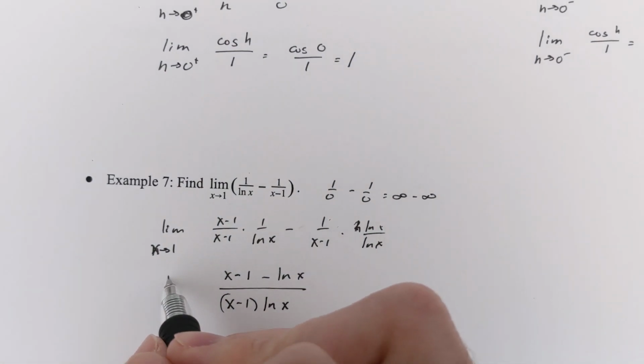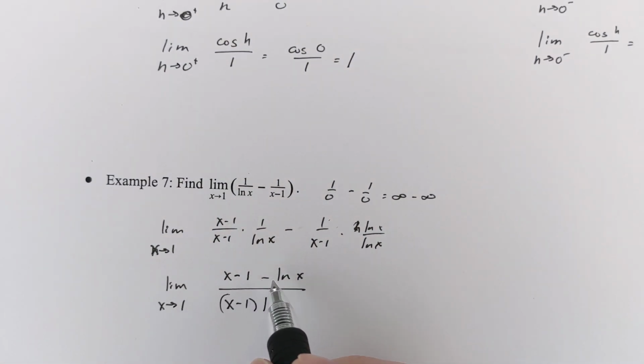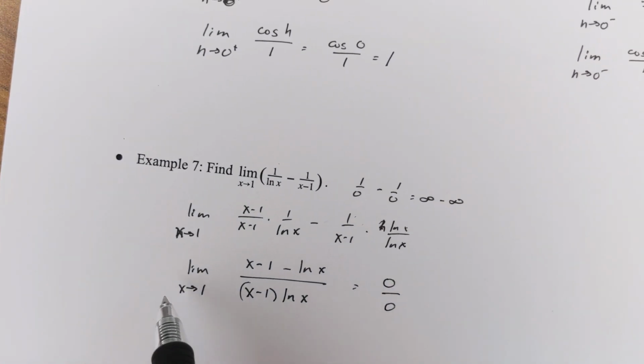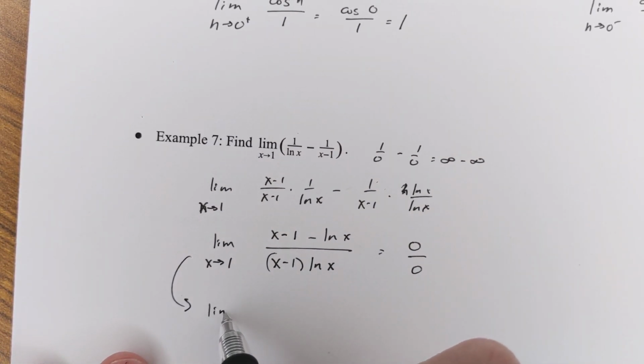So now if I try to do this, the limit as x approaches 1, I get 1 minus 0, so this top is 0. The bottom is also 0, so I need L'Hopital. So derivative of this is going to be limit as x approaches 1. Derivative of x is 1, the 1 goes away. Derivative of the natural log is 1 over x. All over, on the bottom, let's see here.